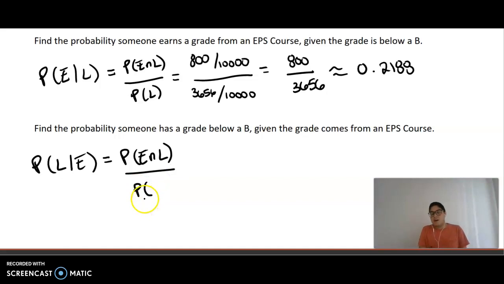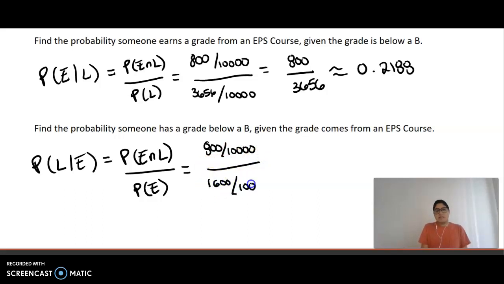But what changes is the denominator. I'm now looking at the new condition. Here I'm looking at what comes from the EPS. So here I still have 800 out of the 10,000. But down here now from EPS, that was going to be 1,600 out of the 10,000. So that turns into 800 out of 1,600. And that's going to be about 0.5.